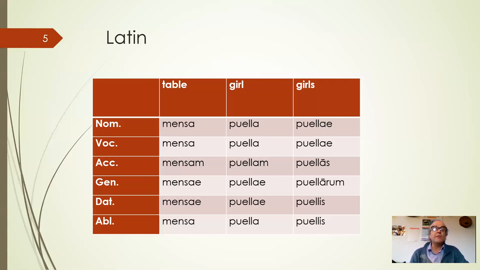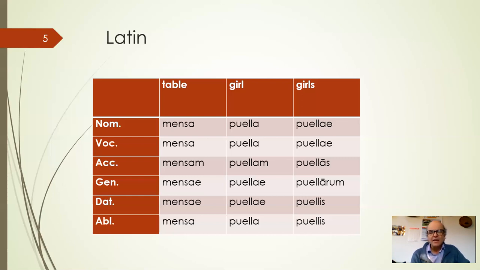And you can see that the noun for girl, puella, follows exactly the same pattern. So when I was a young boy at school in year 6 and year 7, I would go home saying mensa, mensa, mensam, mensae, mensae, mensa. We would learn this. And in the plural, puellae, puellae, puellas, puellarum, puellis, puellis. So the plural of the word for girl, when it's a subject, changes from puella to puellae, with an a-e written at the end, puellae.